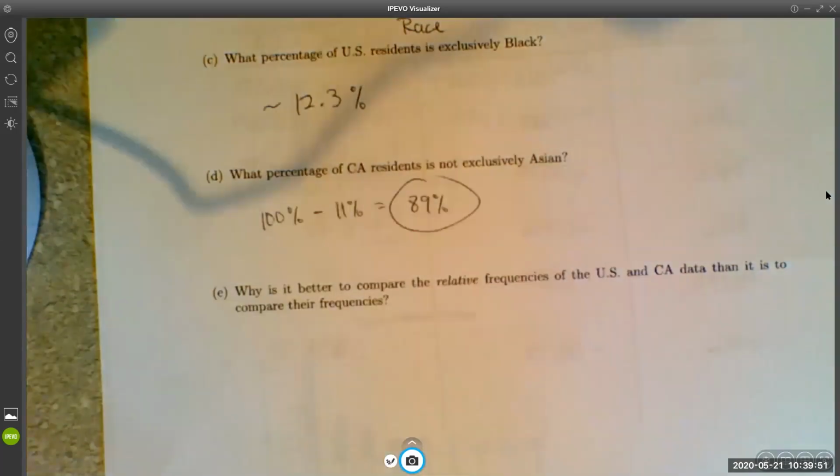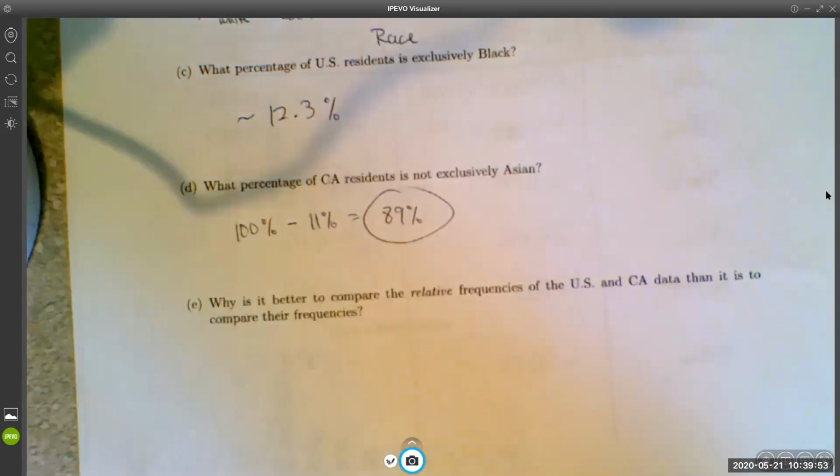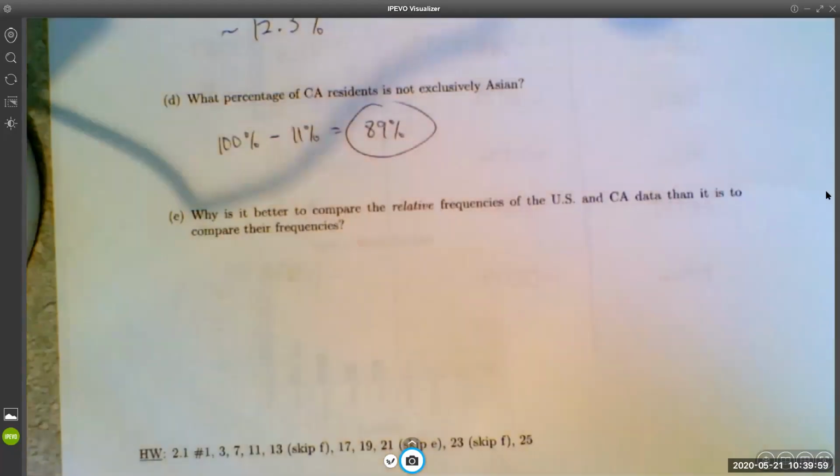So that's just kind of testing to see if you can read a bar chart, if you can read a frequency distribution, and so forth. Now, part E here asks a really good question, and it's been my experience that students actually struggle to answer this question, which is somewhat surprising because it seems really obvious to me, but maybe it's just because I'm not asking the question very well. But the question is, why is it better to compare the relative frequencies of the US and California data than it is to compare their frequencies?